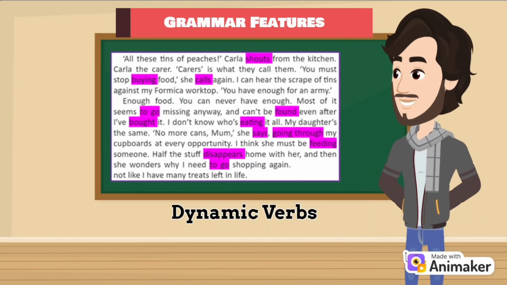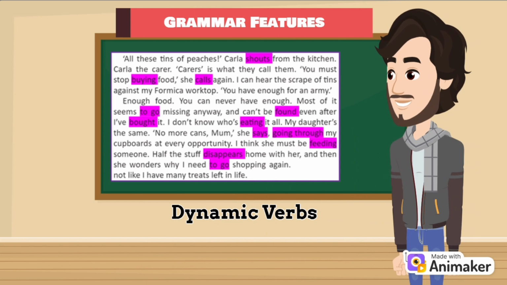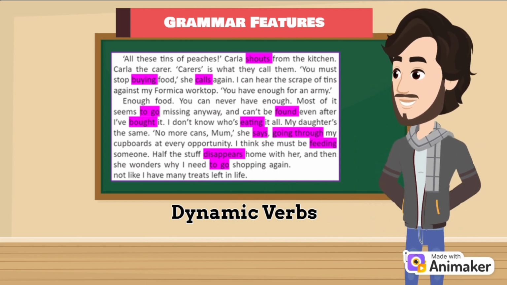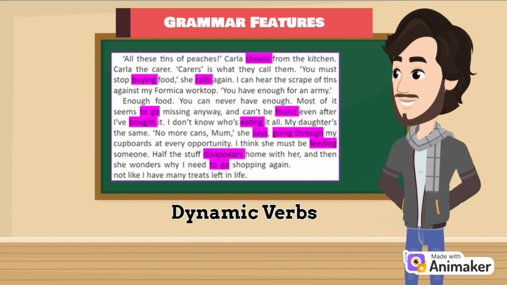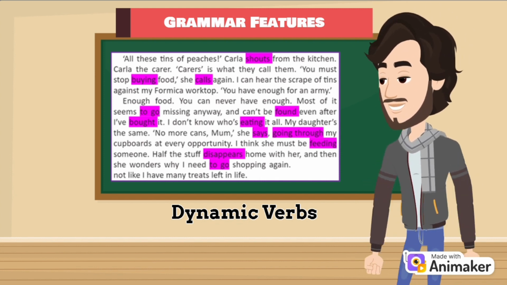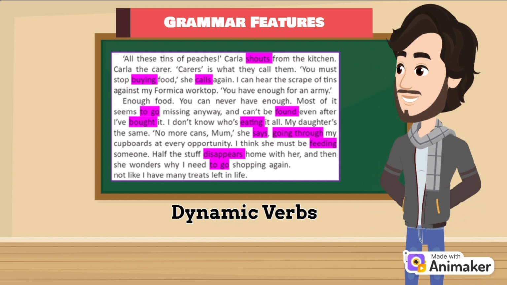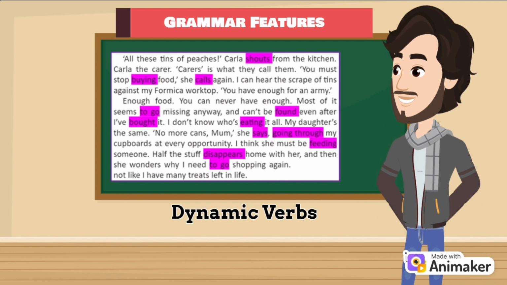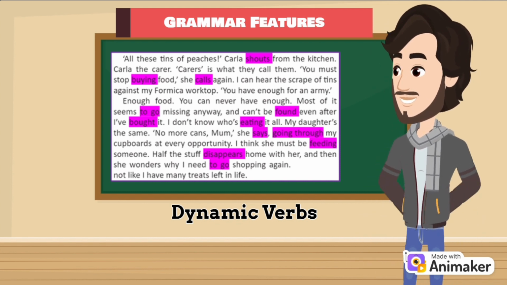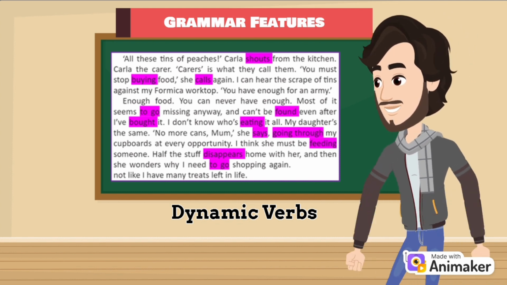There are several grammar features of narrative text found in this book. Dynamic verbs, which convey an action, process, or movement that involve a change in state or condition in the characters. In this paragraph we have plenty of them, such as "Carla shouts from the kitchen. She says, going through my cupboards. Half of the stuff disappears home with her. I need to go home shopping again."